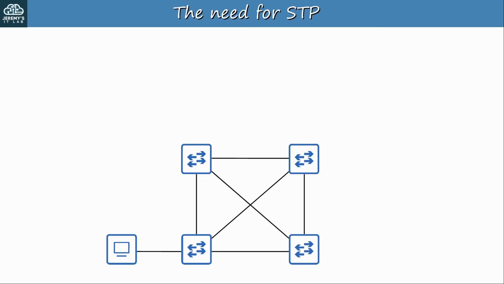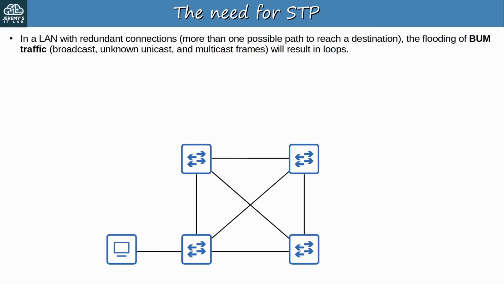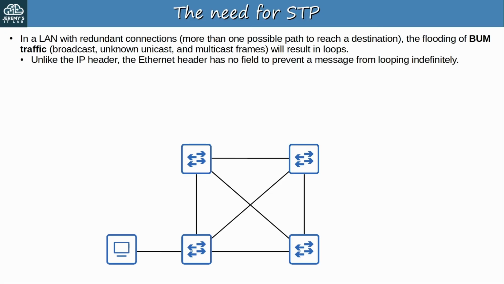Let's get started. First up, what is the need for STP? In a LAN with redundant connections, meaning there is more than one possible path to reach a destination, the flooding of BUM traffic, broadcast, unknown unicast, and multicast frames, will result in loops. It's inevitable. And unlike the IP header, the Ethernet header has no field to prevent a message from looping indefinitely.